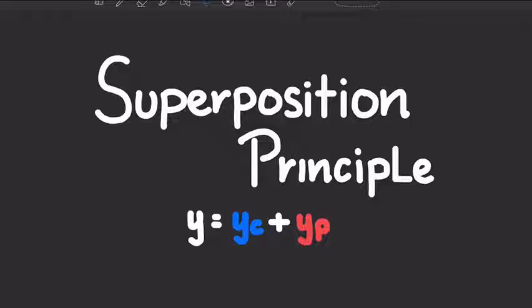So note what yc is. yc is the general solution of the corresponding homogeneous ODE, also called the complementary solution or function, whereas yp, on the other hand, is a particular solution to the non-homogeneous linear ODE. So without further ado, let's go to our first example.